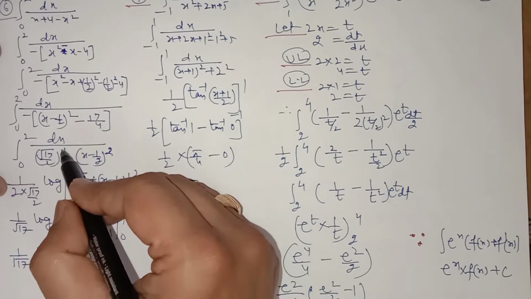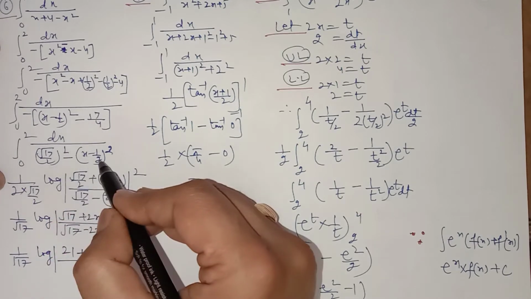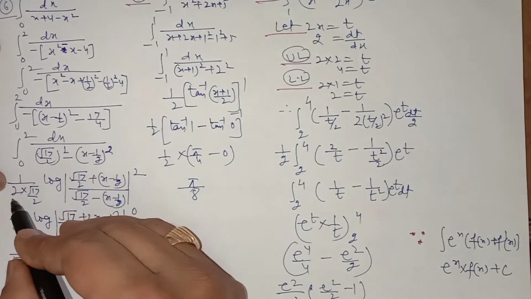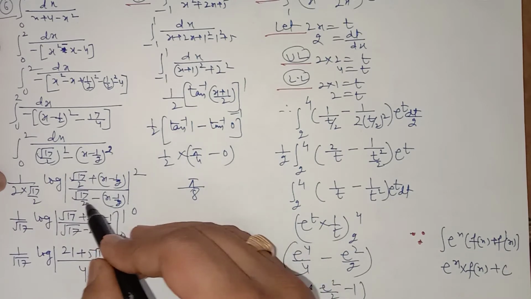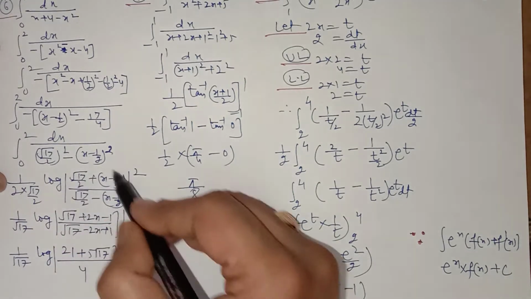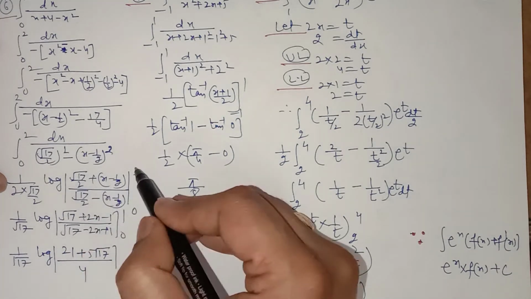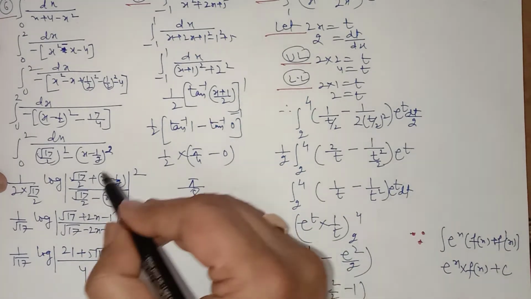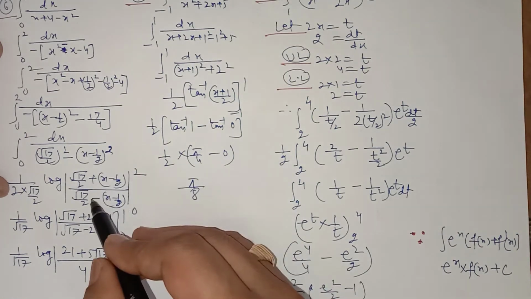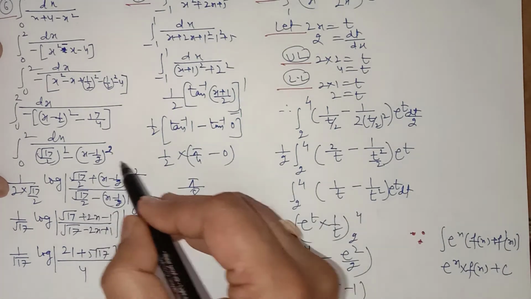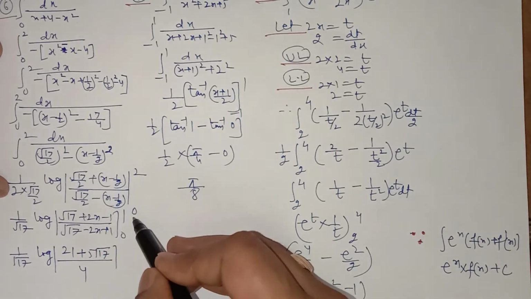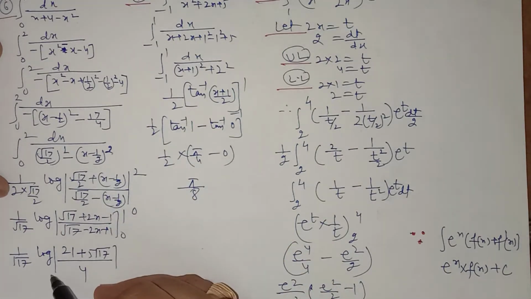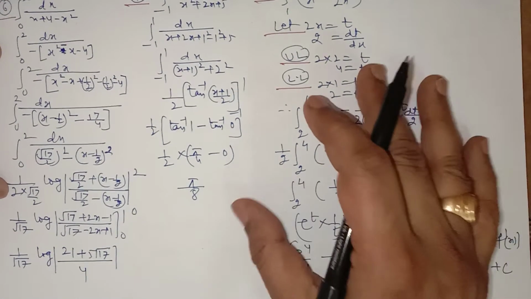Now this is a special integral of 1 upon a square minus x square, which is equal to 1 upon 2a into log of a plus x upon a minus x. So be alert in finding the lower limit and upper limit of this. Do your calculation and take your own time. So upper limit minus lower limit: replace x by 2 in the upper limit, replace x by 0 in the lower limit. You will obtain 1 upon root 17 log of 21 plus 5 root 17 upon 4.